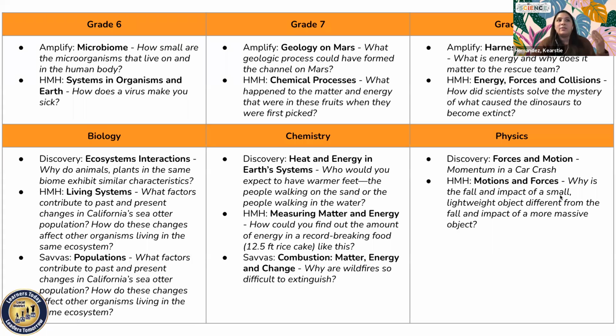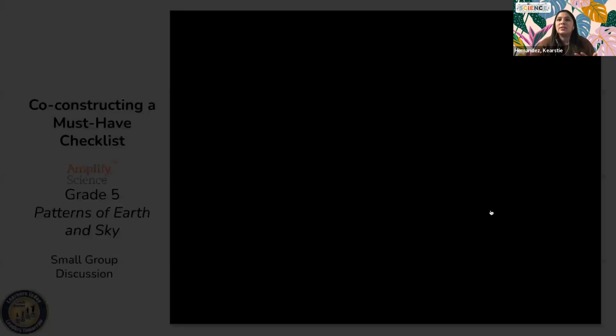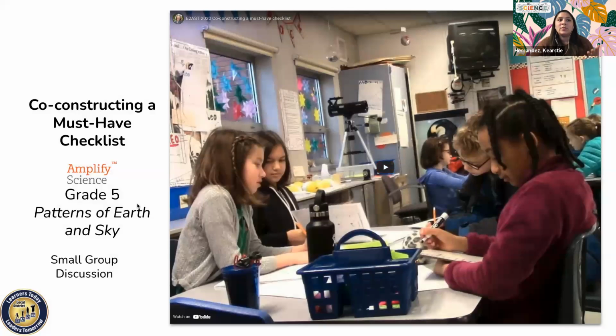All right, so what we're going to go into now is a few videos of classrooms co-creating this gotta have checklist. The first 2 videos are the same 5th grade classroom. In this first video, we're going to see a small group discussion. The teacher is going to go over what they call a must have instead of a gotta have. So what is a must have? And then we get to listen in on a conversation in a small group.